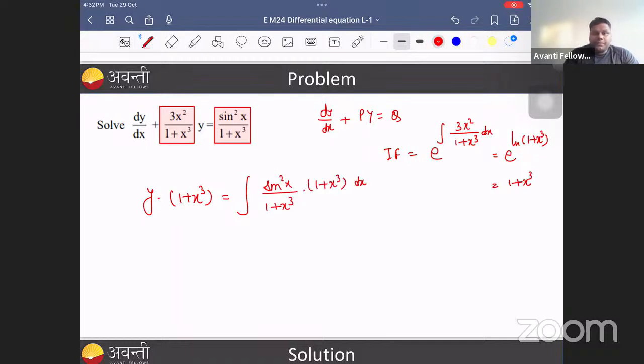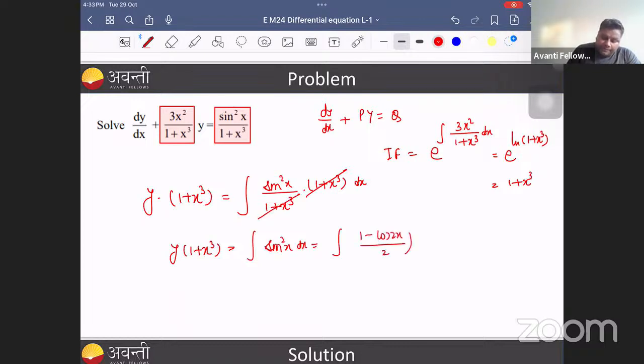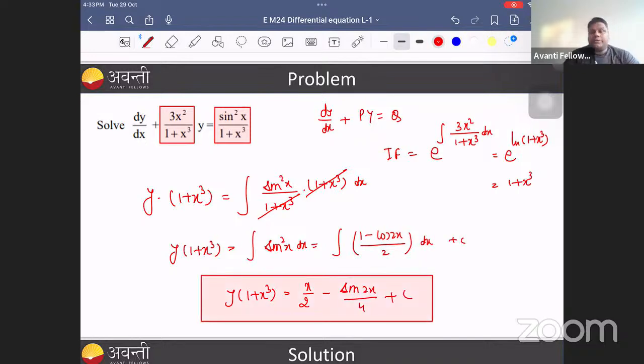Am I correct? Now this 1 plus x cube cancels. So y into 1 plus x cube is the integration of sine square x dx, that is 1 minus cos 2x upon 2 dx. Correct? Now you know how to integrate. So y into 1 plus x cube is x by 2, since the integration of 1 by 2 is x by 2, minus sine 2x by 4 plus constant. This is the solution of your differential equation.